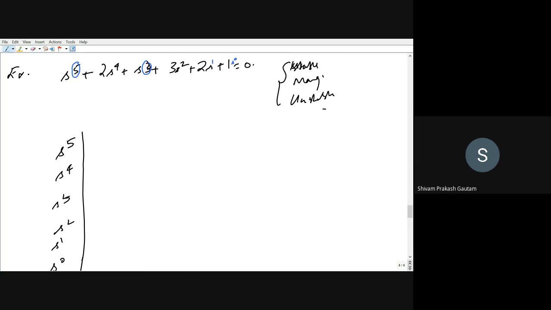Just pay attention. The coefficient of s to the power 5 in this equation is 1. The coefficient of s to the power 3 is 1 again, and the coefficient of s to the power 1 is 2. The coefficient of s to the power 4, in the second row, is 2. Now we take the coefficients of the even powers of s. The next power is s to the power 2, whose coefficient is 3, and s to the power 0 has the coefficient 1.